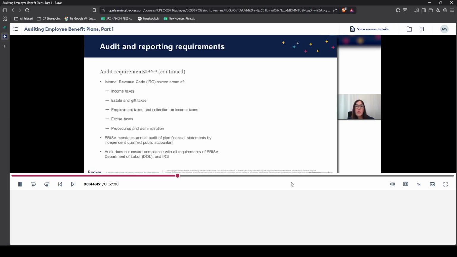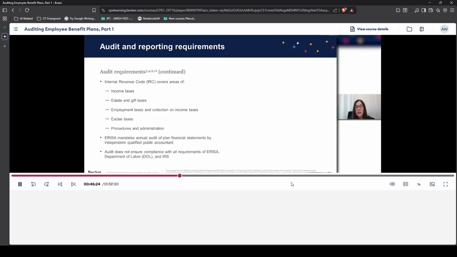The Internal Revenue Code covers areas related to income taxes, estate and gift taxes, excise, procedures, and administration. We all know that. The Internal Revenue Code covers many, many areas. But we don't have to be familiar with all of those areas. We just have to be familiar with the portions that are associated with employee benefit plans. So we have rules and regulations that are covered under the Internal Revenue Code.